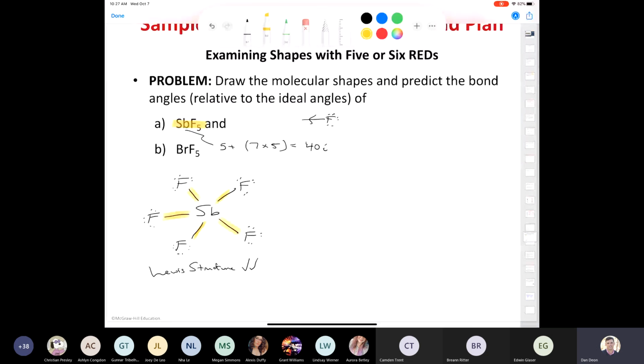Can anybody tell me what molecular geometry antimony pentafluoride would adopt? You should be able to tell me based off of what we looked at. You've got 5 regions of electron density around the antimony. If you don't spell it correctly, I don't care. No, it's not going to be octahedral, because for an octahedron you have to have 6 regions of electron density. Yes, it would be trigonal bipyramidal. Absolutely. So let's draw that.